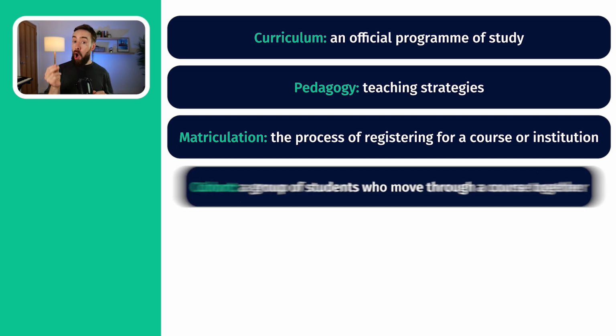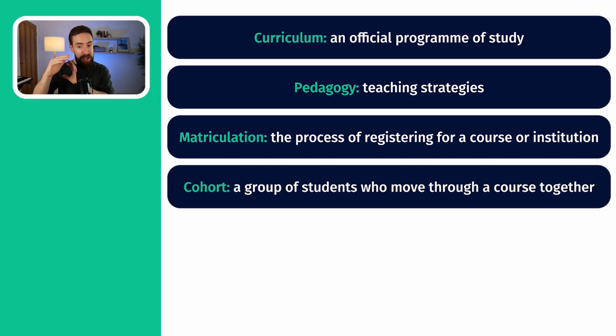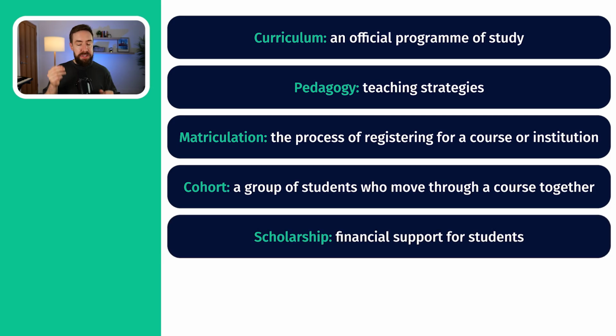Then the next word is cohort. So a cohort is a group of students who will go through a course together, and the idea is that they all start at the same time. And finally, scholarship. So scholarship is a type of financial aid, financial assistance, some money that students can get if they are like good students, high-level students, to help them pay for their education.